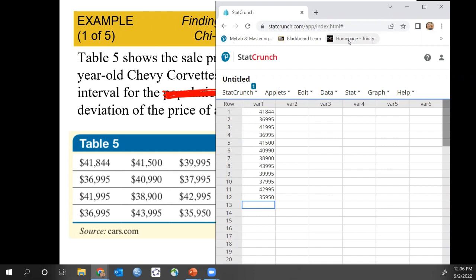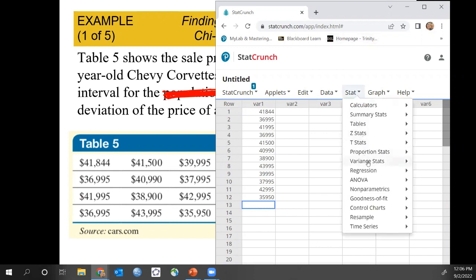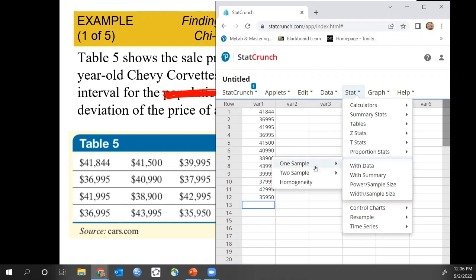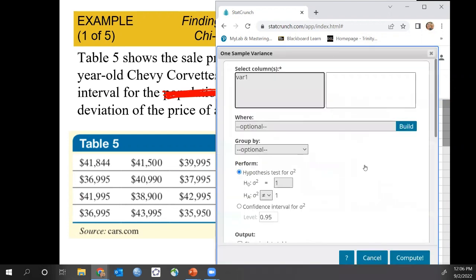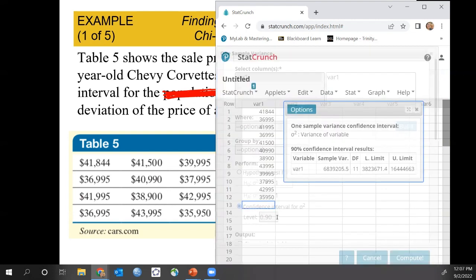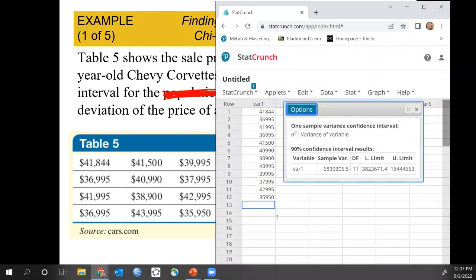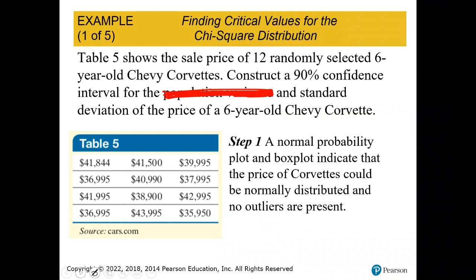Enter the data. And where we're going to go is stats, and then we want to do variance stats. And we have one sample, okay? Just like all the other ones we've done, we can go with data or summary. We have all of our raw data, so I'm going to click with data. I'm going to click the variable I want, select confidence interval, and make sure that it is 90%. This is going to be on the next slide, and then we're going to discuss what we do here.